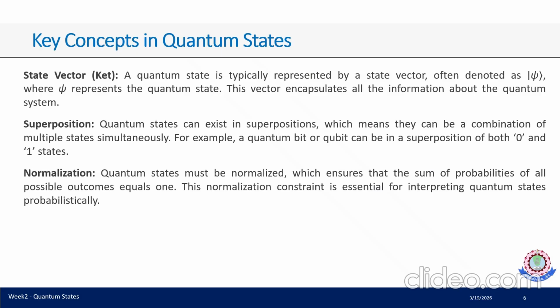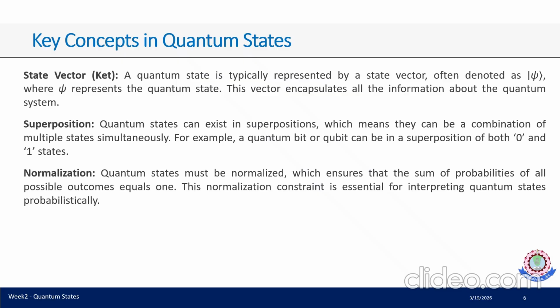First one is termed the state vector, which is called a ket. A quantum state is typically represented by a state vector, often denoted as a ket, where the ket represents the quantum state. This vector encapsulates all the information about the quantum system.